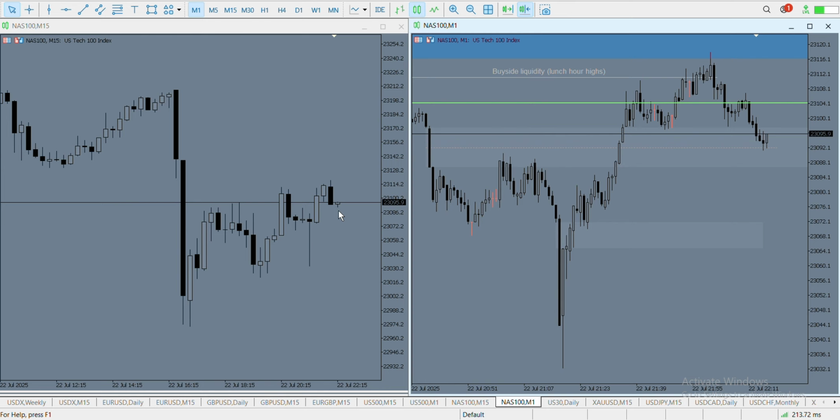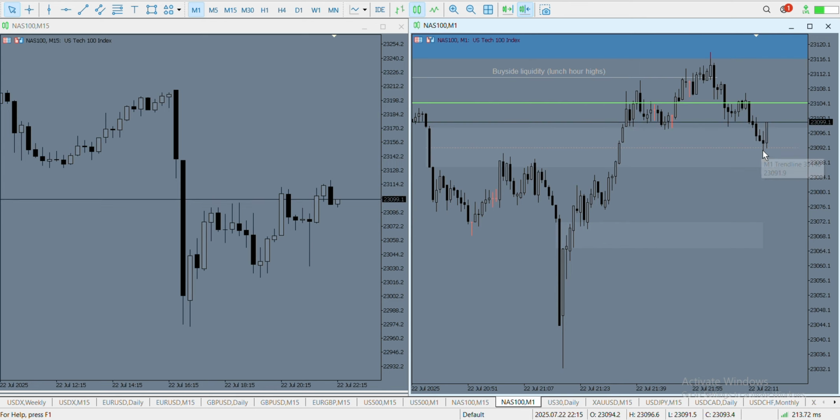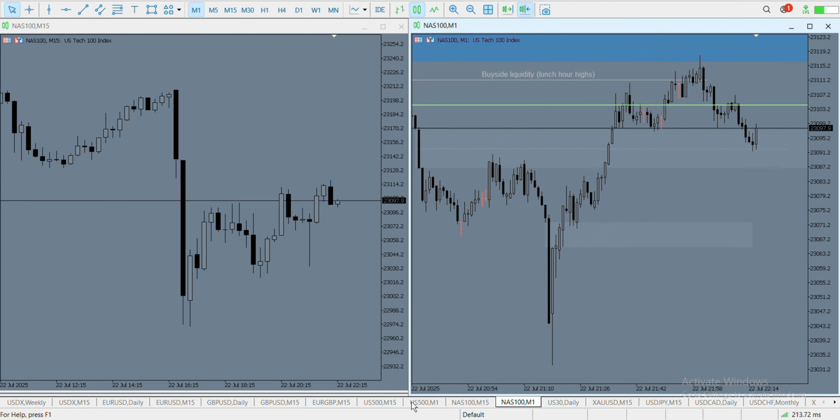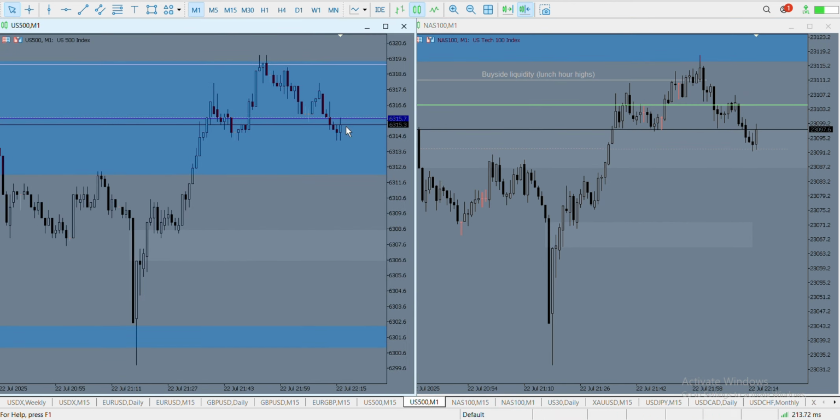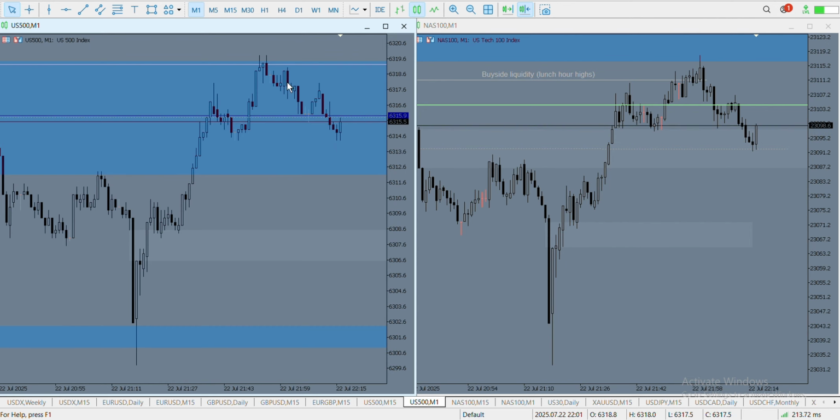So look at the Nasdaq 1 minute chart. We're trading on this CB here. Look at the midpoint of this CB. We've touched that midpoint. Look at that reaction there. Let's look at US 500. I talked about anticipating a lot more weakness here in US 500 because they're trading at a premium. So let's wait and see if that pans out.